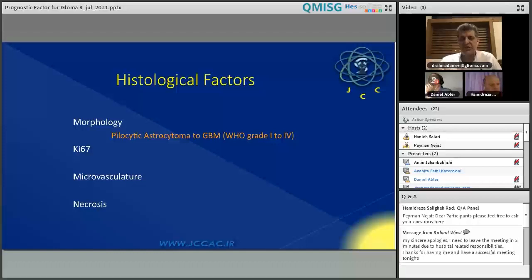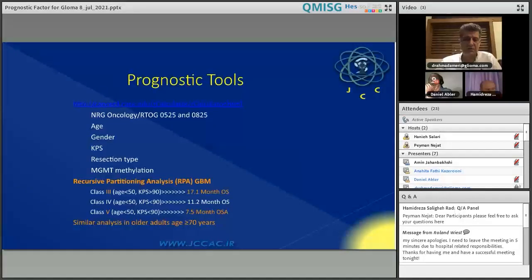Ki-67, which shows us the proliferation of the tumor, is also a prognostic factor, but it has not been confirmed in multivariate analysis, and its independence has not been established. Microvasculature is a marker that we can usually assess with new MRI technologies like perfusion, and is another factor we can attend to when discussing the prognosis and the results of treatment with the patient. Necrosis, which in the previous definition of glioblastoma was essential for glioblastoma, also has some prognostic value.